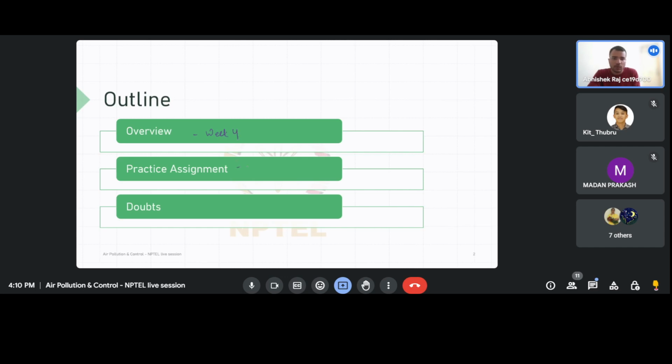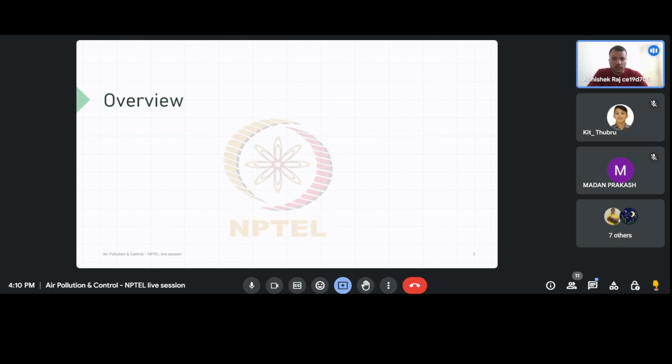We'll have around 20 questions in the practice assignment. We'll see both theory as well as numerical questions. Then we can take the doubts. Starting with the overview for this week. This week had five lectures. We started with the Gaussian plume models, and the assumptions of this model were discussed.